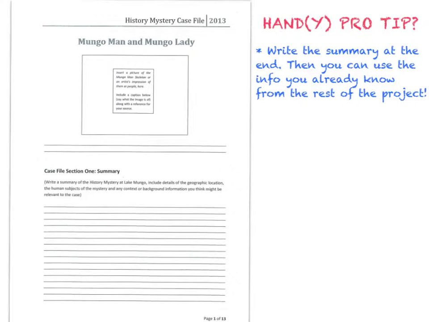But seriously, write the summary at the end. That way you can use the information you've already gathered from the rest of the project in the actual summary paragraph here. It'll make your answer more well-rounded and much, much more detailed for your teacher. With this in mind, it's pretty easy to say that you might be setting yourself up for an A. Fingers crossed!